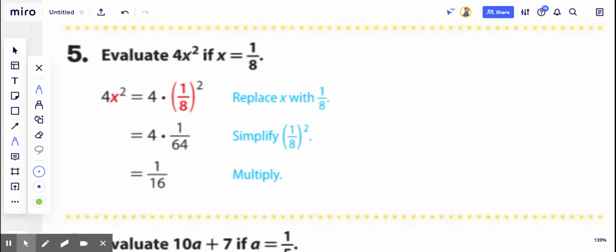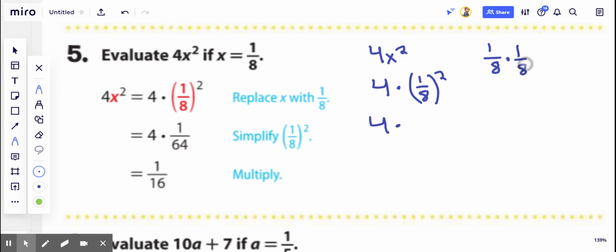Here's an example of an exponent. So we have 4x squared. They're telling us what x is. X equals 1/8. Okay, so that means 4 times 1/8 squared. Well, let's find out what 1/8 squared is first. Let's simplify this. So if we have 1/8 times 1/8, it's 1 over 64. So 4 times 1 over 64.